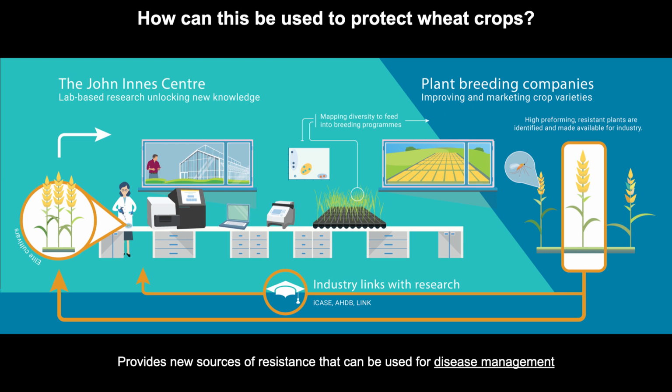So then they'll test them and see whether or not they're viable as an option to use in real life in plant breeding. And we hope that by providing a number of these genes where we can see that they are required by the fungus to cause disease, these will act as new sources of resistance that we can use in disease management. So we're now progressing those into the hands of the breeding companies.